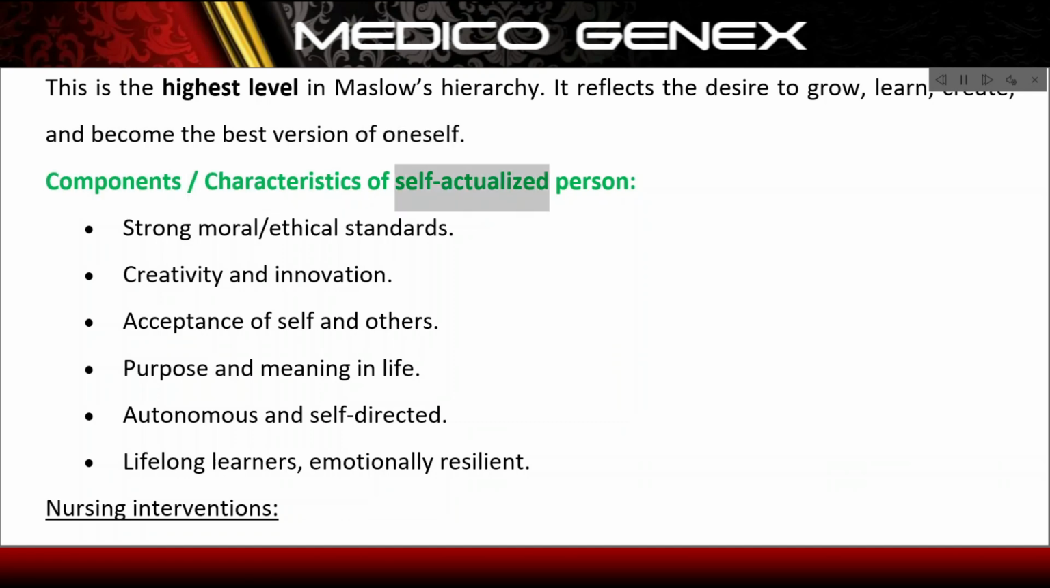Components and characteristics of a self-actualized person: strong moral and ethical standards, creativity and innovation, acceptance of self and others, purpose and meaning in life, autonomous and self-directed, lifelong learners, emotionally resilient.